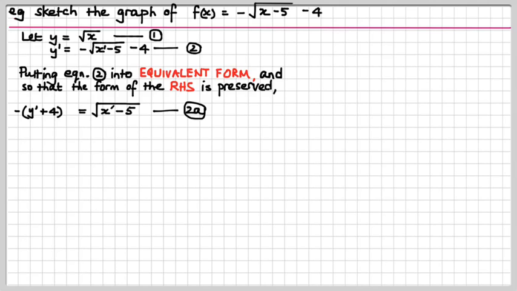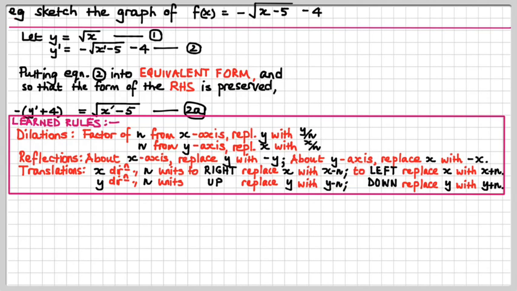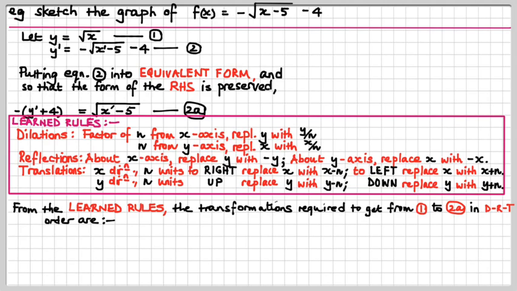Now, from the learned rules, we have to rattle them off in D, R, T order. So I can't see any D's, any dilations there, can you? No. So we've got an R, a reflection about the x-axis, and we've got 2 translations. That means you've got to go backwards with this technique, so that means you've got 4 units down, 5 units to the right.